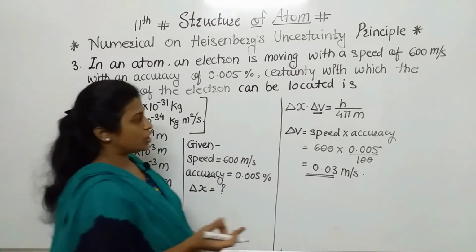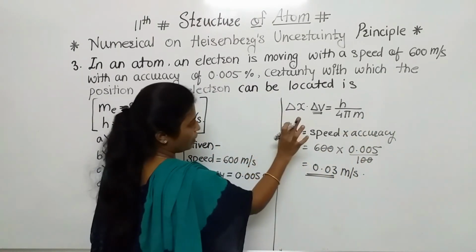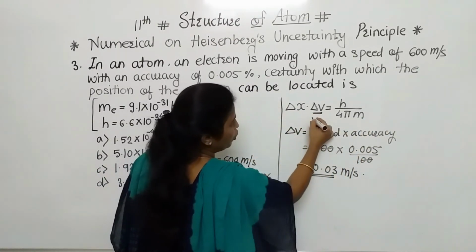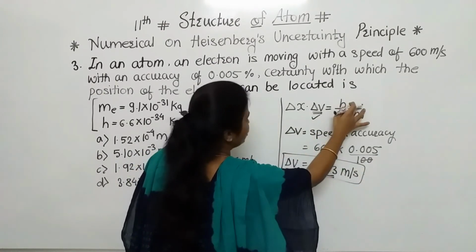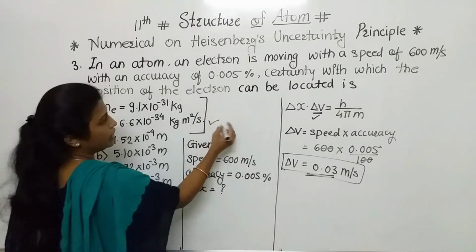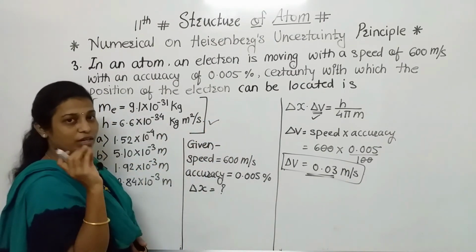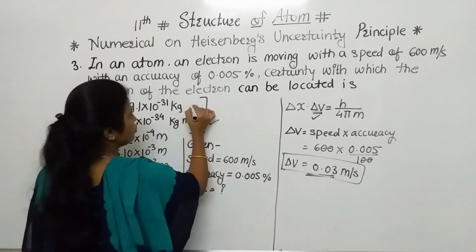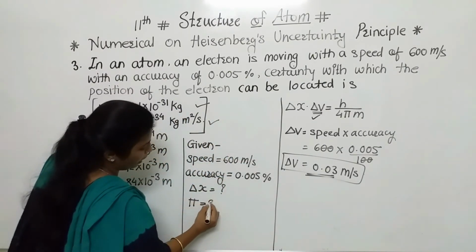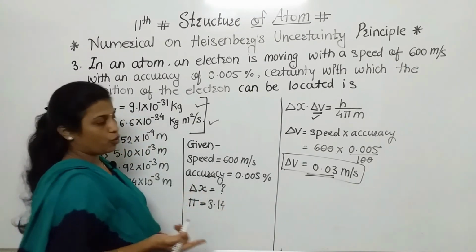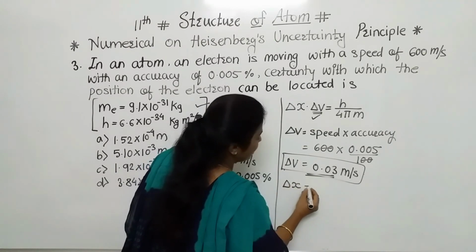Now we have to put all these values. Delta x we have to find out. Delta v we got here. H is in the given data. Mass of electron: mass is there, but they have given particularly electron, so mass of electron is also given. Pi, as we know, the value of pi is 3.14. If we put all these values in that formula, then we will get the answer.